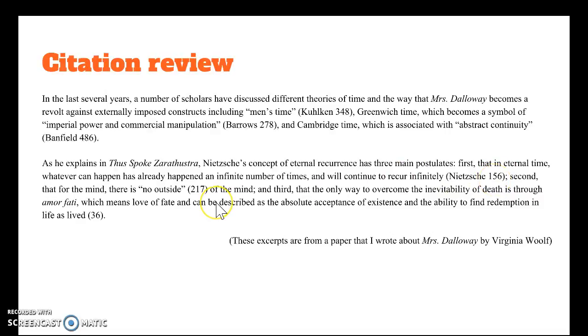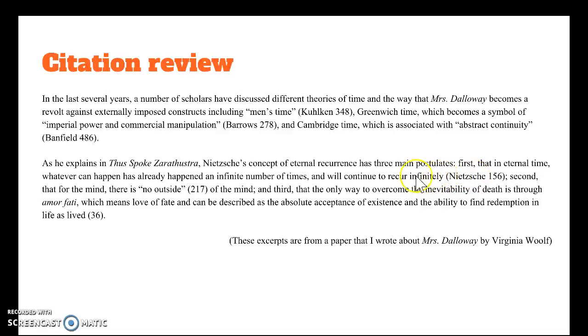Second, that for the mind there is no outside, page 217. And third, that the only way to overcome the inevitability of death is through amor fati, which means love of fate, and can be described as the absolute acceptance of existence and the ability to find redemption in life as lived. So in this paragraph, I actually did mention Nietzsche here, so I probably didn't even need to include his last name in that citation, but I went ahead and did it anyway, and that is fine.